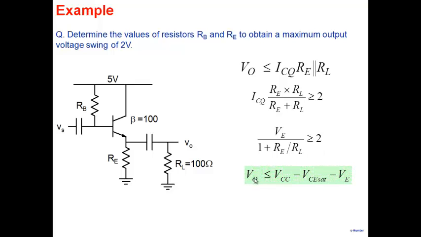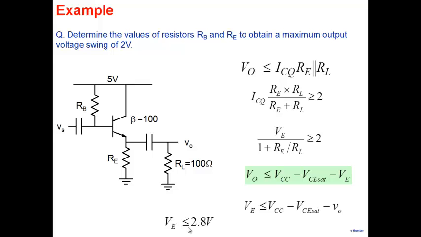The other constraint is V0 must be less than here. So that tells us that VE must be less than or equal to VCC minus VC sat minus V0, which means VE must be less than or equal to 2.8. So that's telling you VE has to be less than 2.8. This is telling you VE is greater than or equal to 2. So it's telling you that my emitter voltage has to lie between 2 and 2.8. This is telling you VE is greater than 2 because this 1 plus RE by RL at the most can be 1. So it's greater than 2. This is telling you VE is less than 2.8.